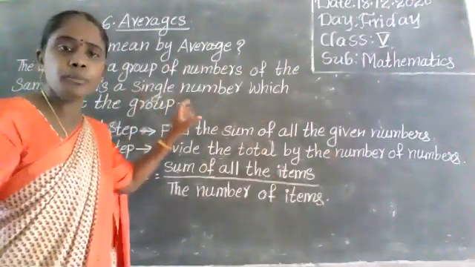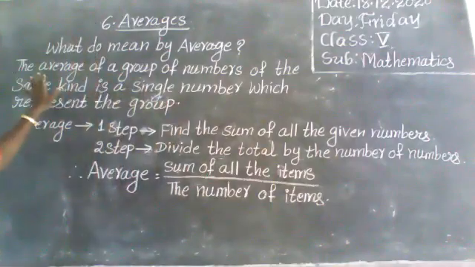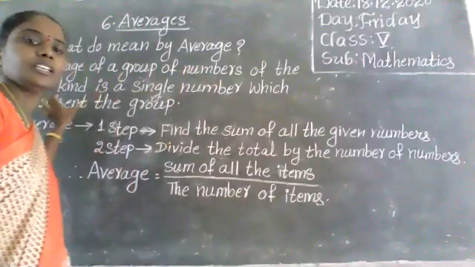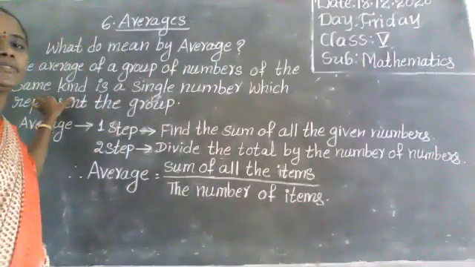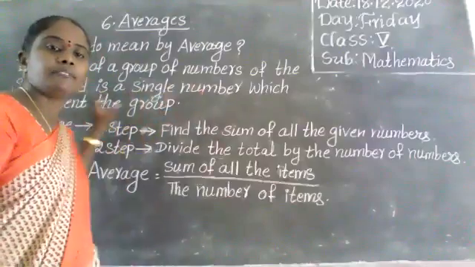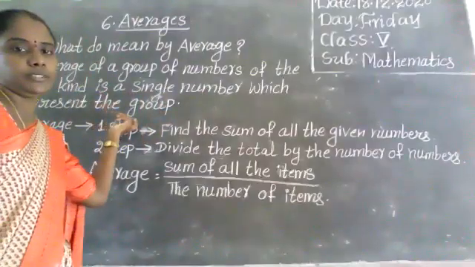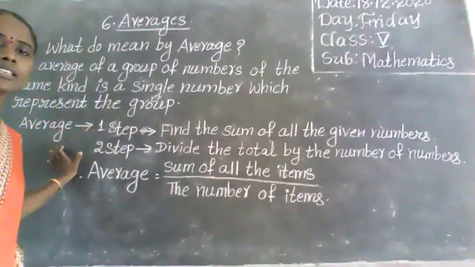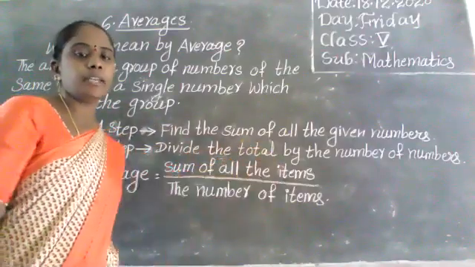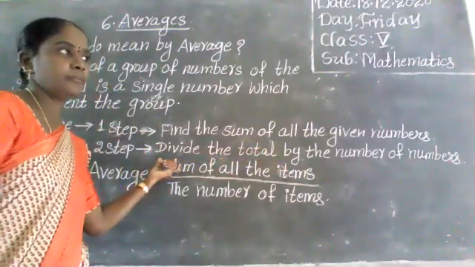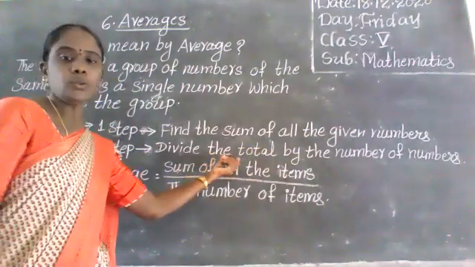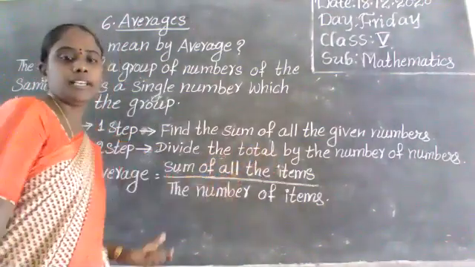First, what do you mean by average? The average of a group of numbers of the same kind is a single number which represents the group. In average, first step is find the sum of all the given numbers, and second step is divide the total by the number of numbers.